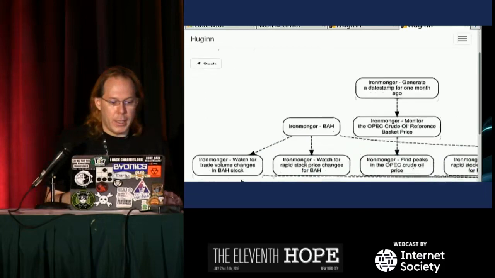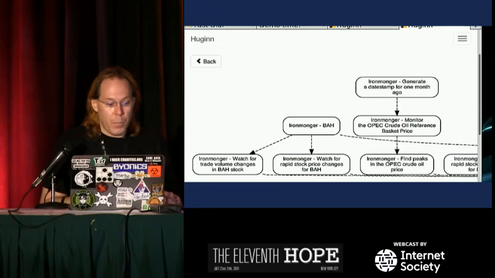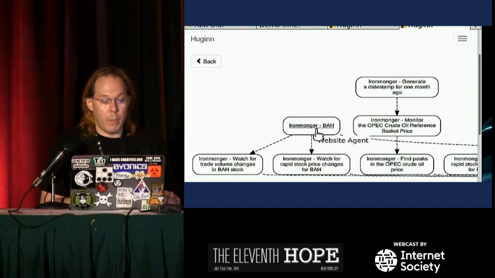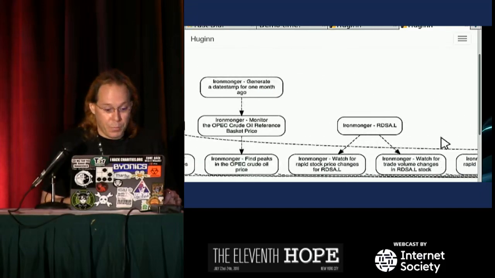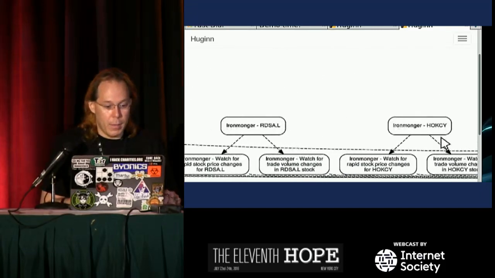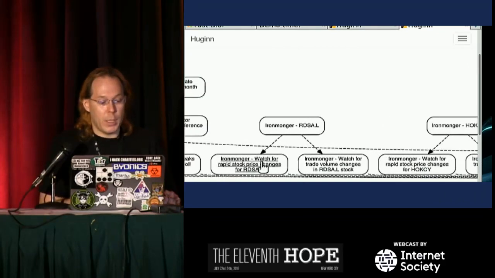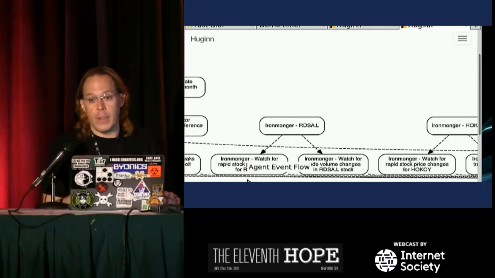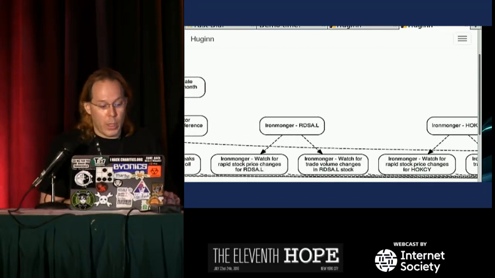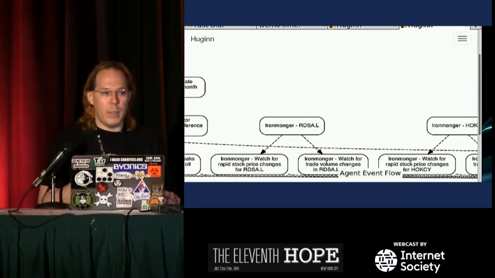The last agent network I would like to show off is Ironmonger. Ironmonger pulls stock ticker information for defense contractors. Here's the OPEC crude oil reference basket price, RDSA, HOKCY, and for each of these there is a peak detector which watches for rapid stock price changes on the order of 2.5 standard deviations in 5 minutes, as well as trade volume changes, again two standard deviations in 5 minutes.